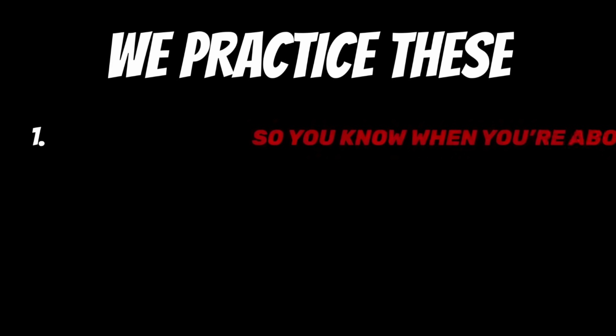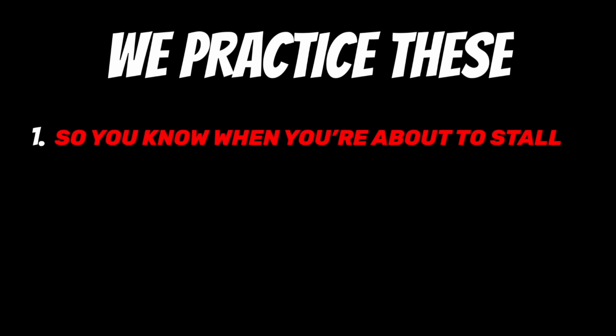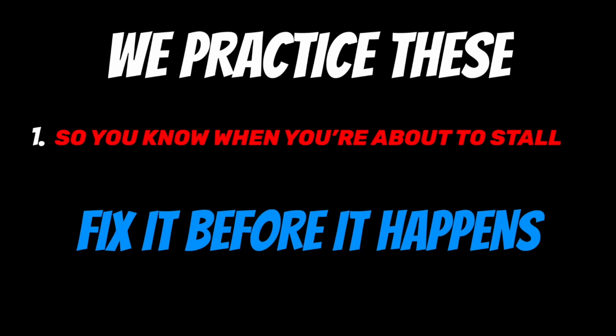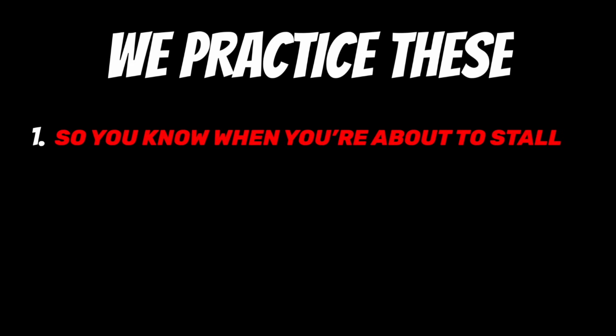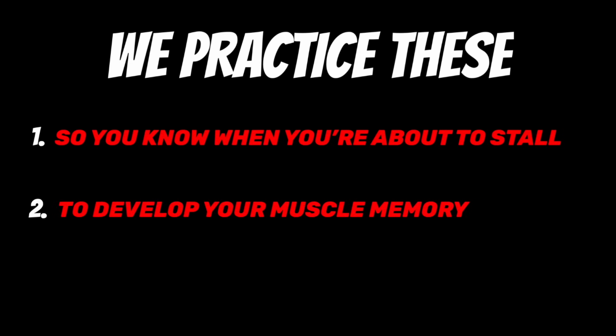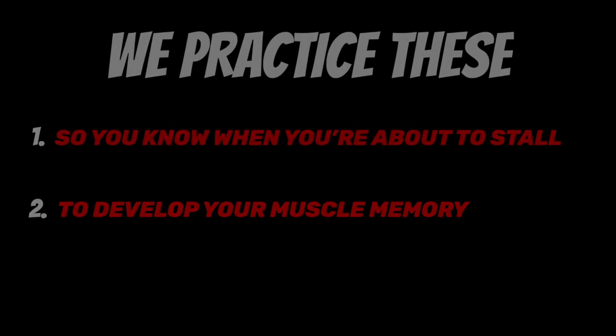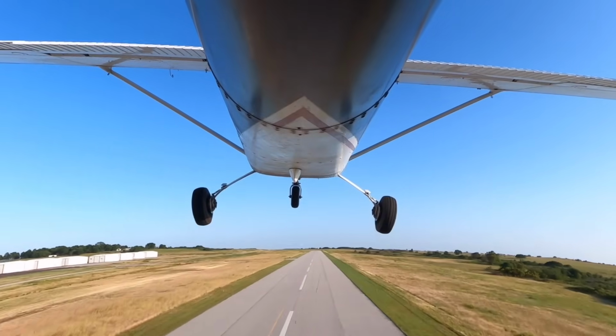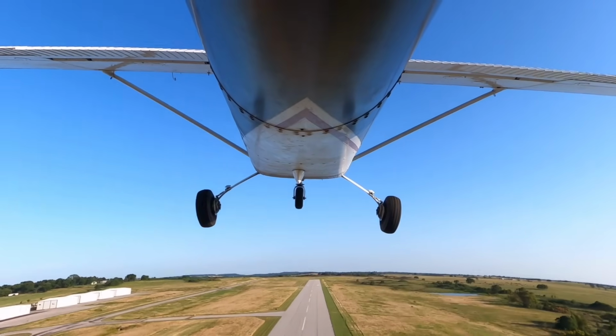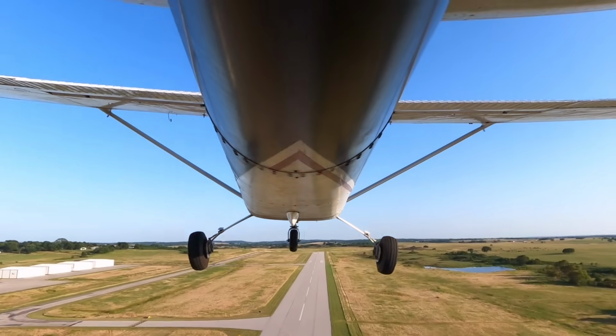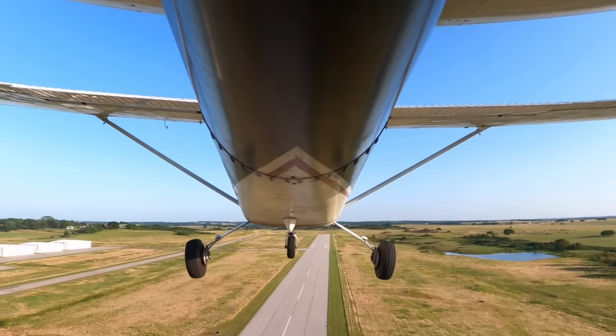Anyway, we practice these recovery procedures for a couple reasons. First, we want pilots to be able to know when they're getting close to a stall. If you recognize that you're about to stall and you fix it before it happens, you've completely avoided a dangerous situation, and your passengers didn't have to clean out their pants. The second reason is to develop your muscle memory as a pilot. If you do accidentally stall during a takeoff, it's going to be second nature to break that stall and recover the airplane. So we call this practice maneuver the power-on stall.